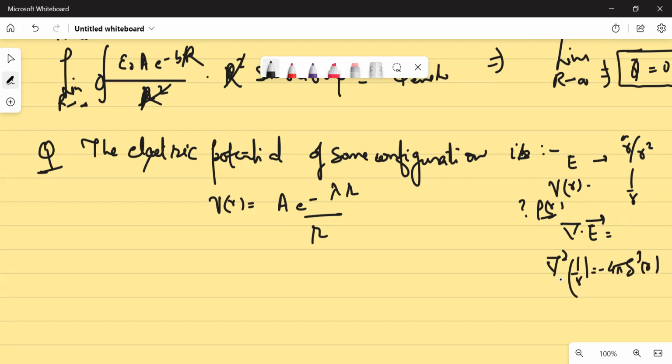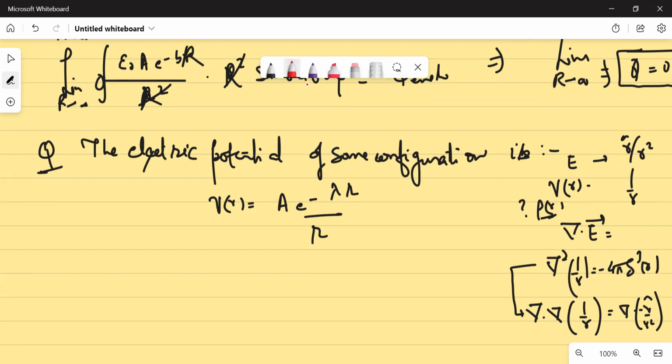Why? Because you see, what is del square? This is the Laplacian operator. It can be written this way: del dot grad of 1 over r. What is grad of 1 over r? Tell me. This is minus 1 upon r square r cap. So this is del dot of minus r cap upon r square only. So del square 1 over r is minus 4 pi Dirac delta cube of r.